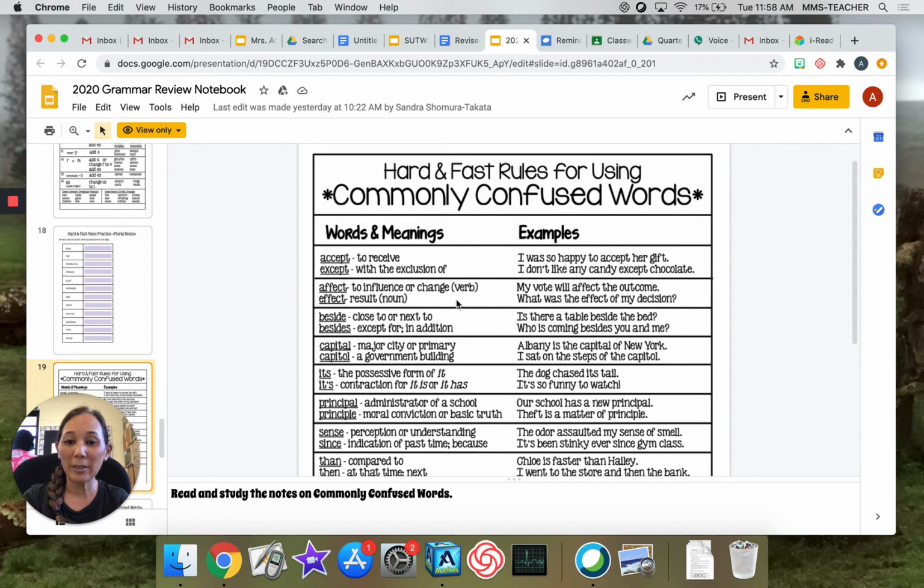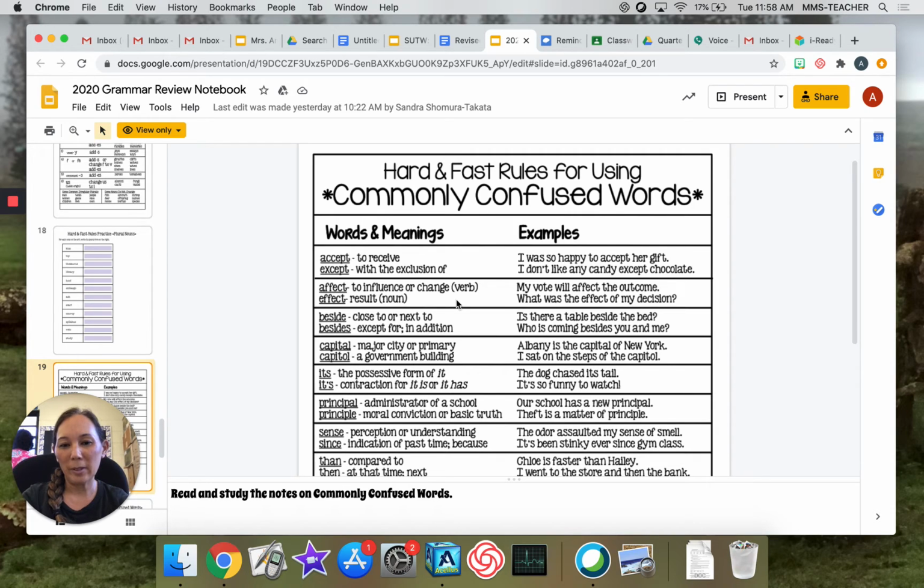Next, beside. Beside is close to or next to. The example, is there a table beside the bed? And it's often confused for besides, except for, or in addition. Who's coming besides you and me?